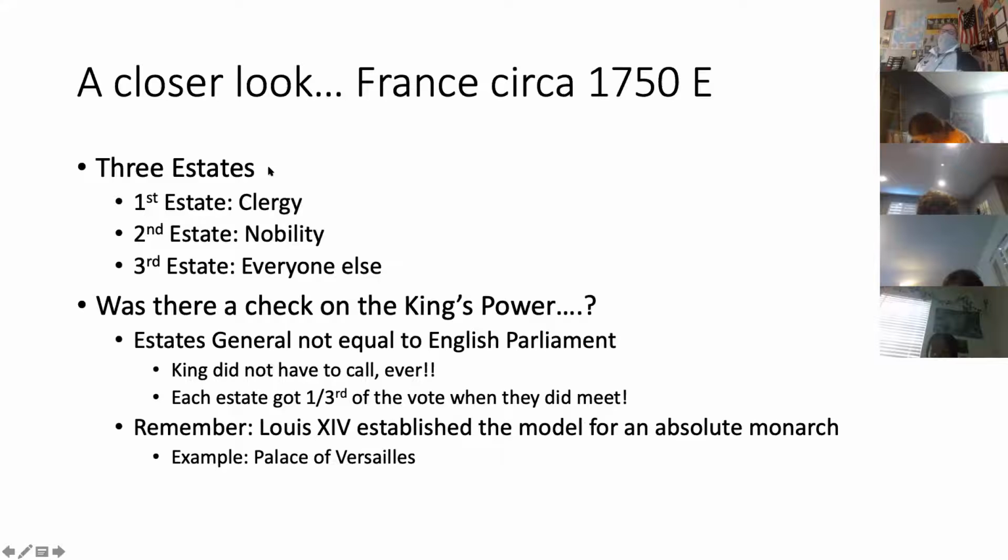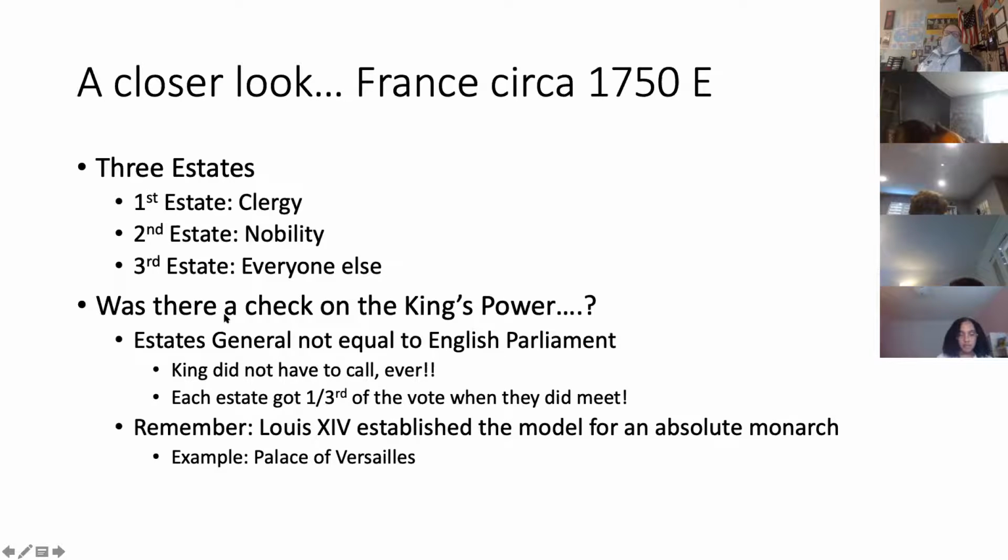There were 3 estates in France. The first estate was made up of anybody who had a position within the church, known as the clergy. The second estate was anybody of noble status, whether they had their positions given to them by King Louis XIV or whether they had traditional noble status from their family. The third estate then was everybody else.